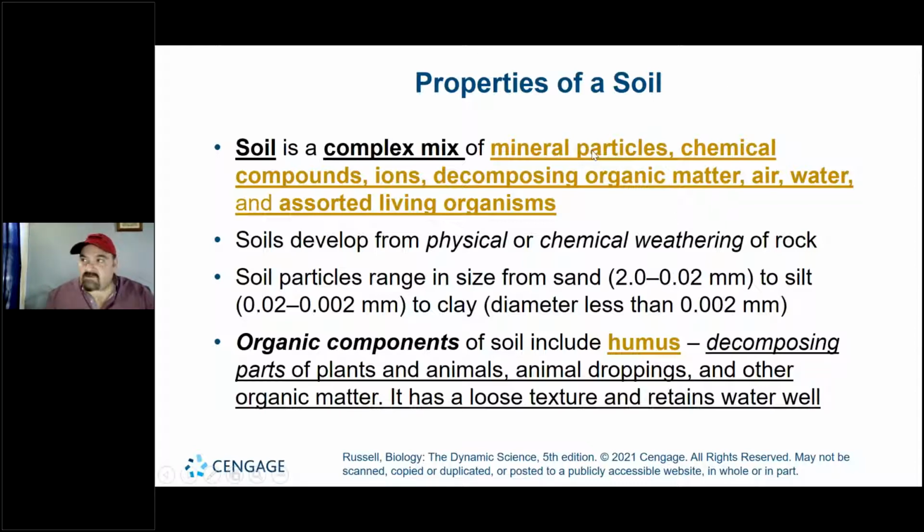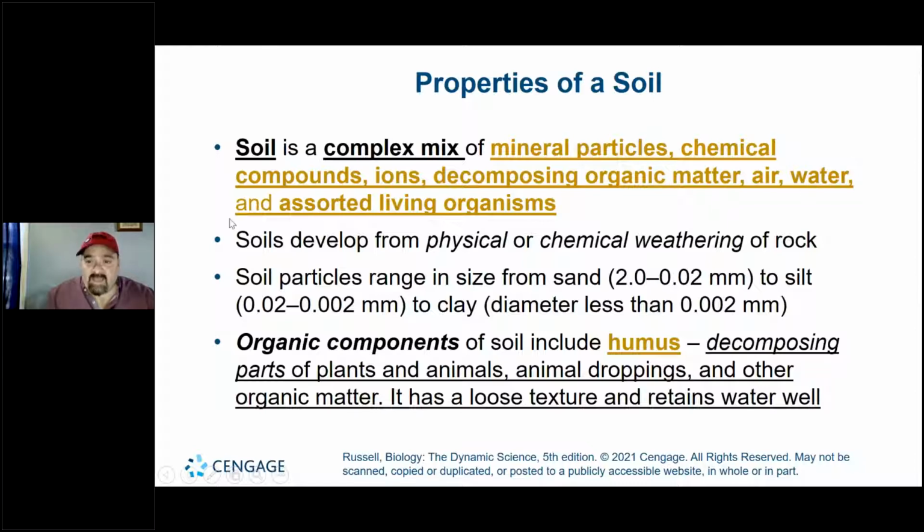You could see that there's a diverse, complex mixture of particles present within the soil. So mineral particles, chemical compounds, ions, decomposing organic matter. Can you see the decomposing organic matter present? You can see the mycorrhizae present, and the root systems of the grass and the fungi. That's also enabling the increase in the surface area of absorption for the root system, and we're going to look at that at the end of this chapter today.